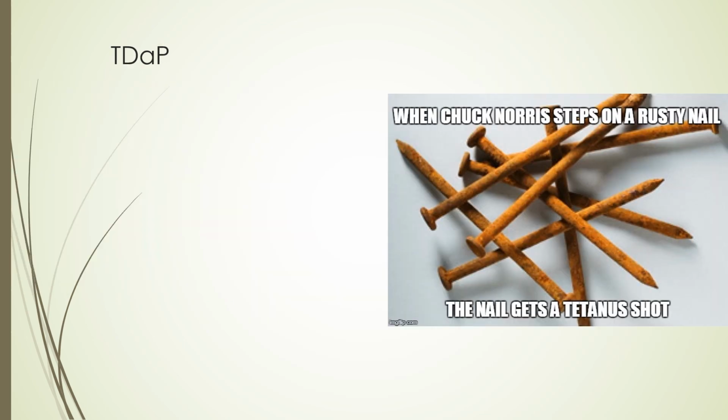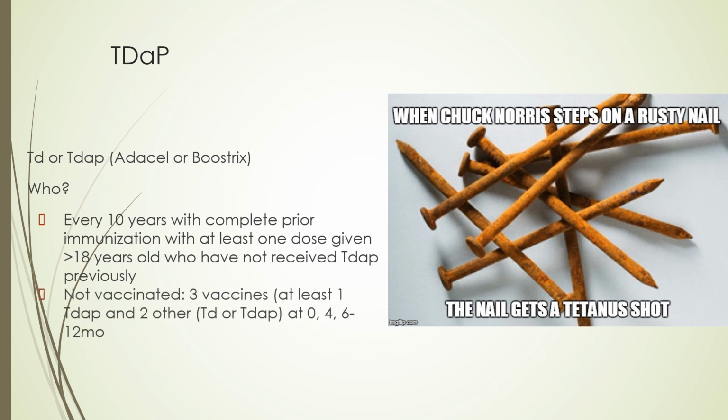So with Tdap, there are 2 different options. There's the TD and the Tdap. The Tdap contains the acellular pertussis. Every 10 years after a complete immunization schedule as a child, you should be given a dose, or right when you turn 18 if you have not received the Tdap previously. If you're not vaccinated, you get 3 vaccines, usually just Tdap all the way, and that's at 0, 4, and 6 months, 6 to 12 months after that.